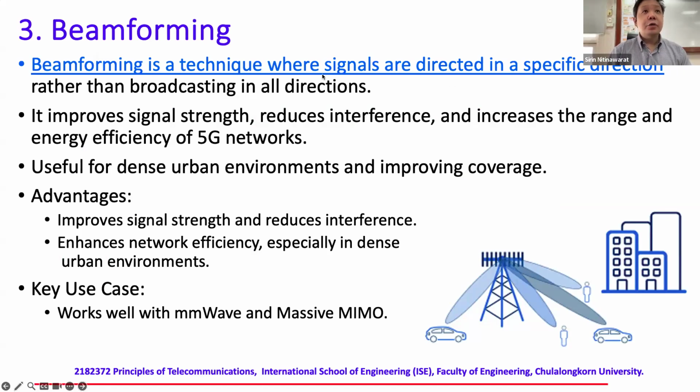Another important way to use multiple antennas is to use them to focus your signal in a specific direction, right? To improve signal strength, reduce interference, and increase the range, right? Because you make the signal more concentrated. Right? This can be useful for dense urban environments, and also can be useful to improve coverage. Right?